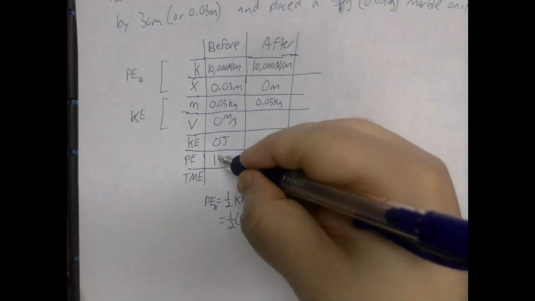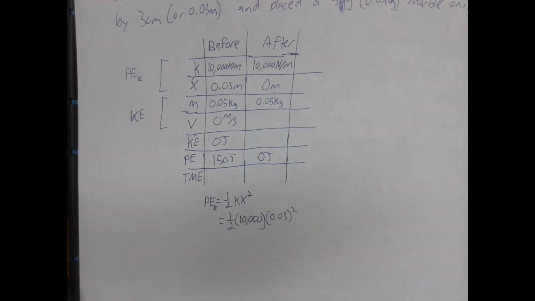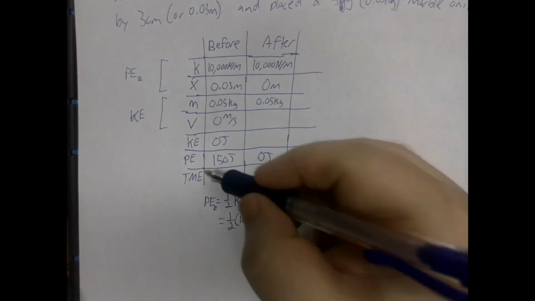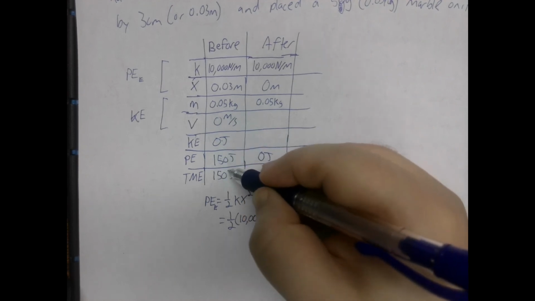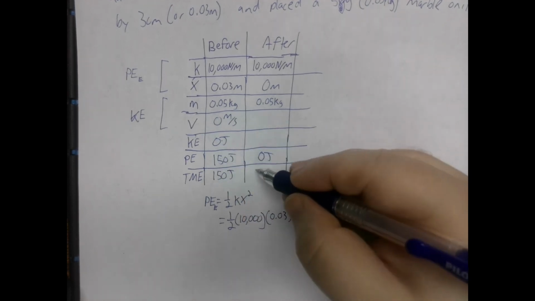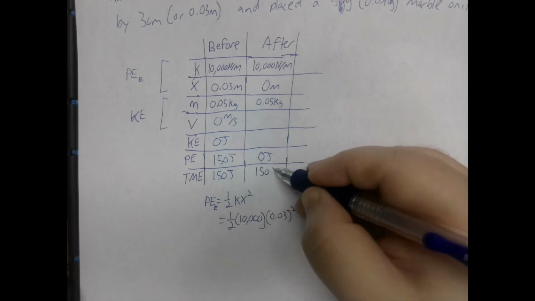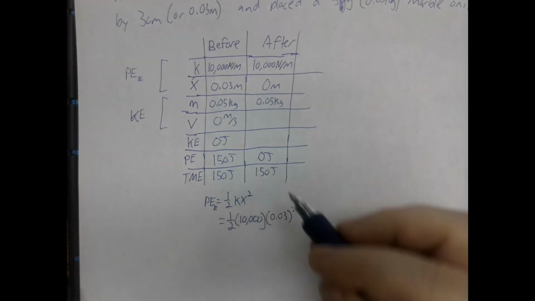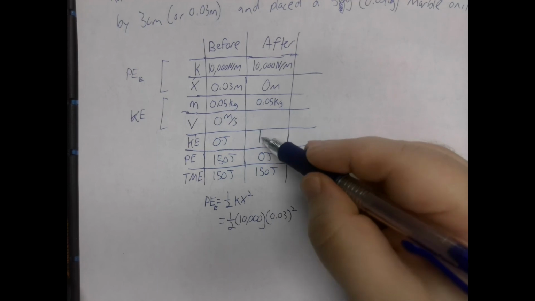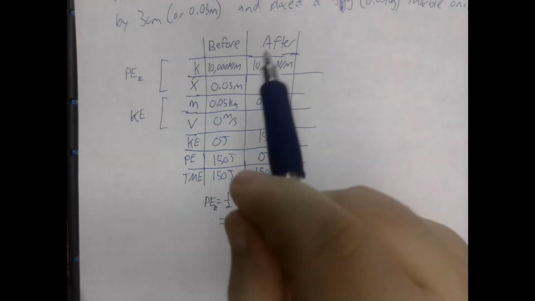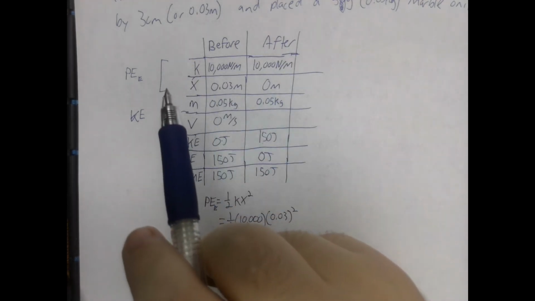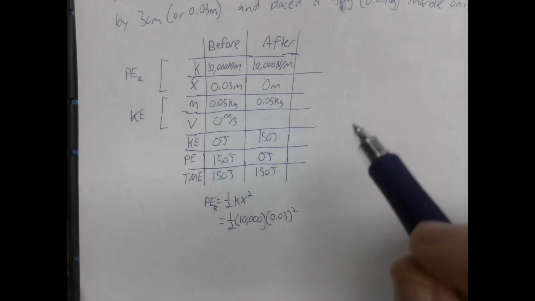And we come up with 150 joules. Total is the sum of these. And total, if there's no friction, we assume no friction unless stated otherwise, will be the same. So the kinetic energy would be 150 joules. What you really need to know is that all the potential energy will be converted into kinetic energy.